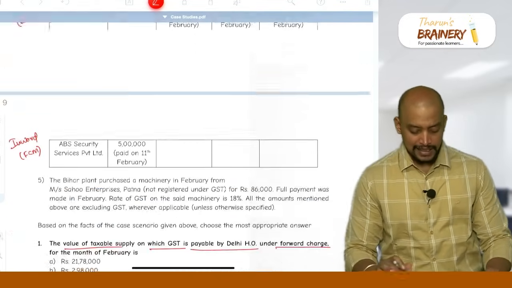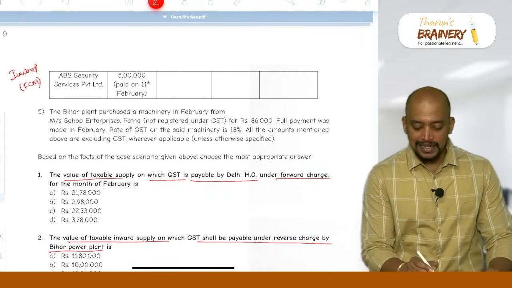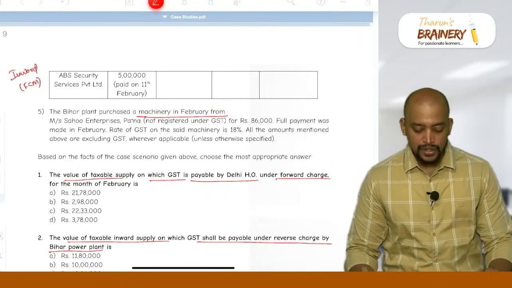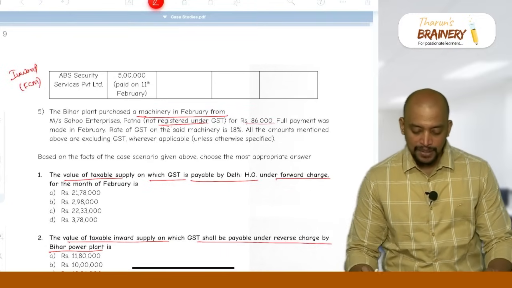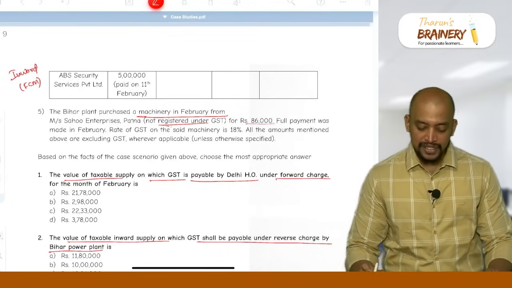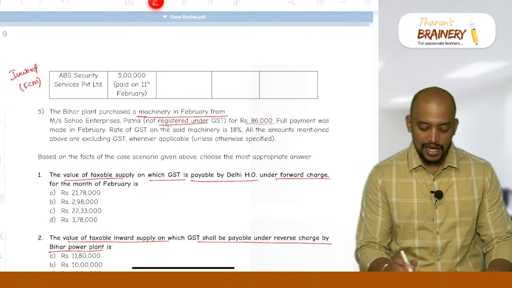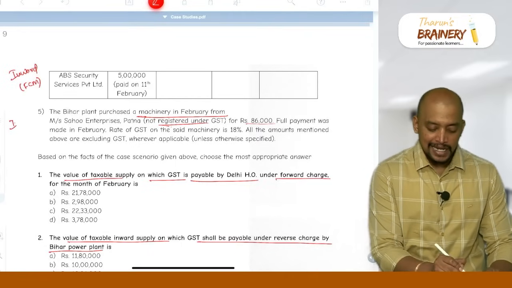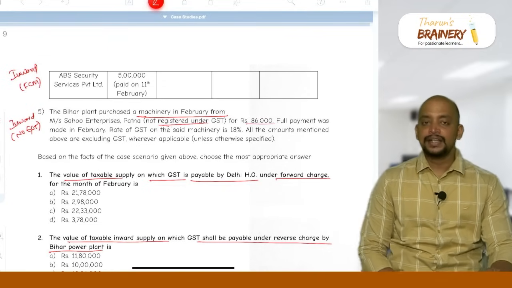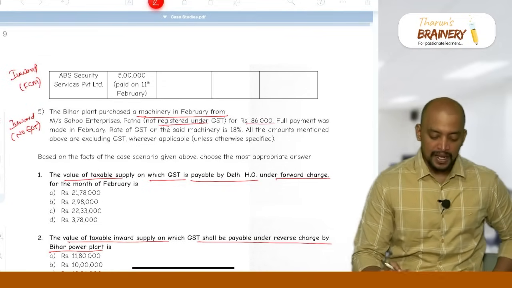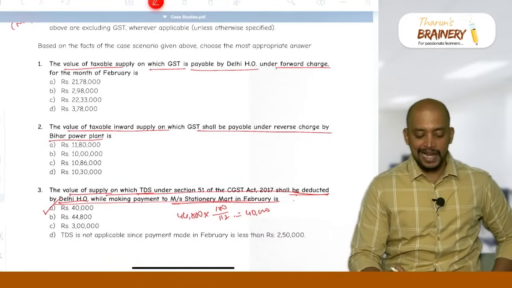Then next, the Bihar plant purchased a machinery in February from Sahu Enterprises Patna, not registered under GST, for 86,000. Full payment was made in February. Rate of GST on said machinery 18%. All the amounts are exclusive of GST. Again, this is inward, but there is no GST. Why no GST? Because Sahu Enterprises Patna is not registered under GST. Now we have got the answer for the third question.